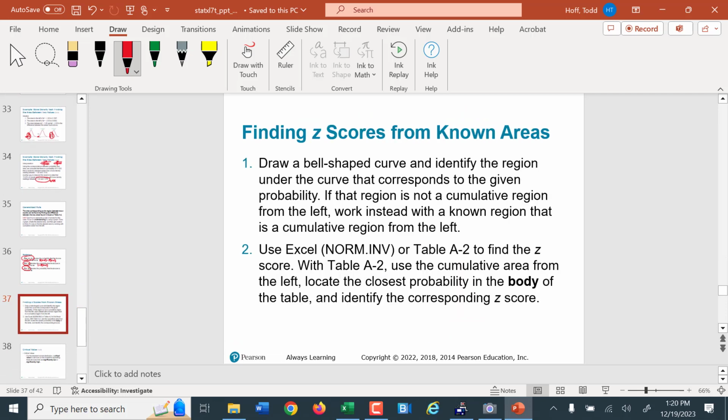And as we go to the next step, where we're trying to find the z-score that corresponds to a given probability, the same type of thing holds true. We're going to be doing an inverse normal function, or we're going to be reading the table backwards, which means in the table, we're going to be looking for a probability and then reading what the z-scores and the margins are that correspond to that probability.